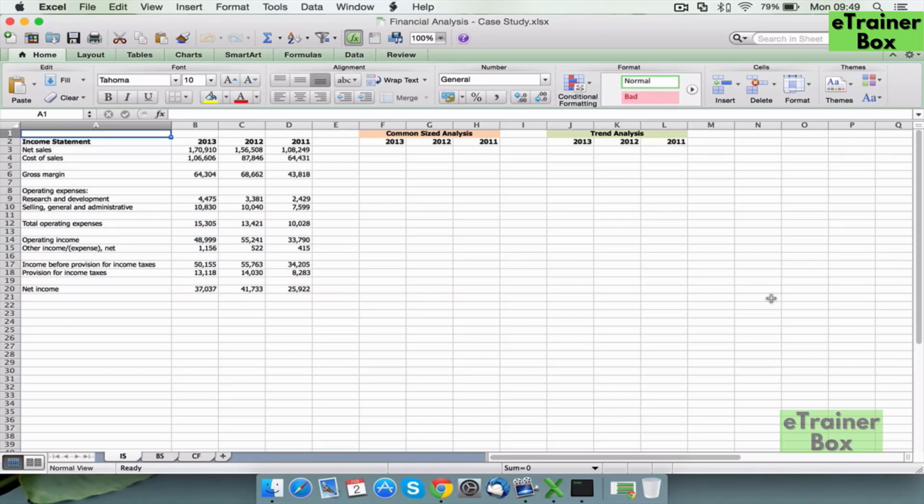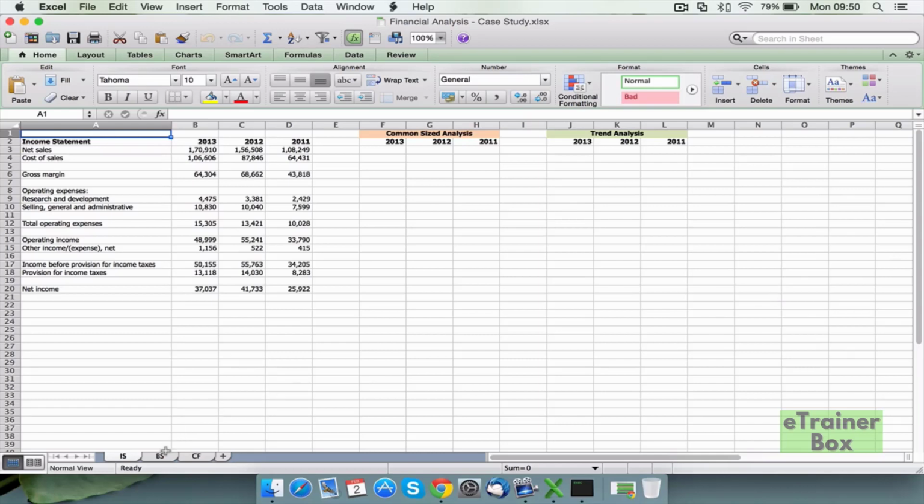Okay, so welcome to this lesson on income statement analysis. I hope you've downloaded the file which has the case study in Excel. If you have not done so, I request you to go back to the previous lecture and download the attached financial analysis case study Excel file. Once you've done that, and when you've opened this file, you'll see three sheets inside this file.